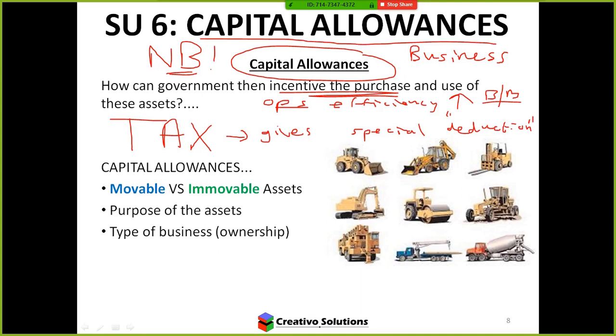If you can understand the why, this is the why. So why does study unit 6 exist? Study unit 6 exists because of what we spoke about. Assets that are purchased and used for running a business can be deductible as an allowance. That is a benefit for businesses because they can take advantage of improved operational efficiency as well as certain taxable benefits that they derive for making those purchases.